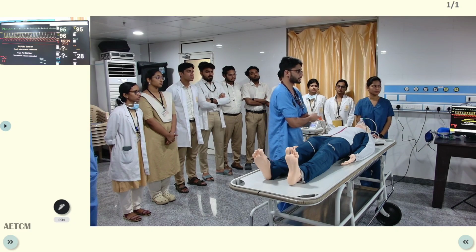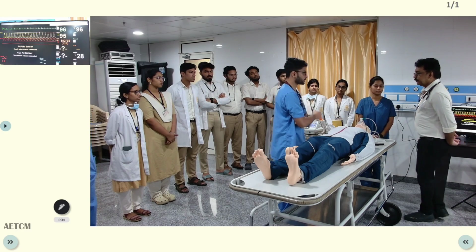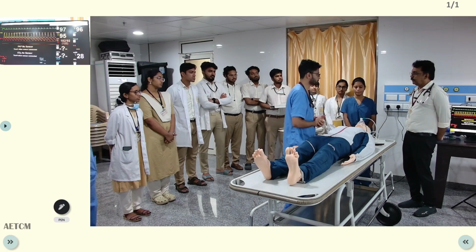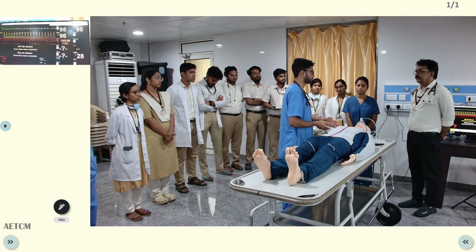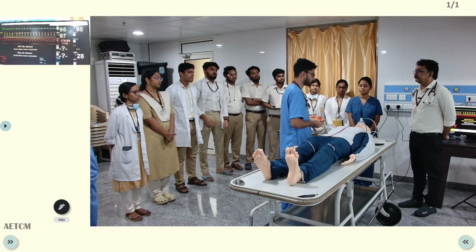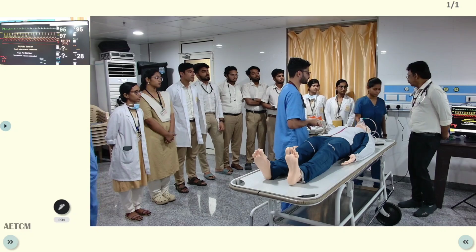Next, coming to disability, GCS is full, and we check the pupils bilaterally. Pupils are normal. Next, coming to exposure, we check the temperature of the patient. Temperature is slightly higher than normal. So we ask to give 1 gram paracetamol.